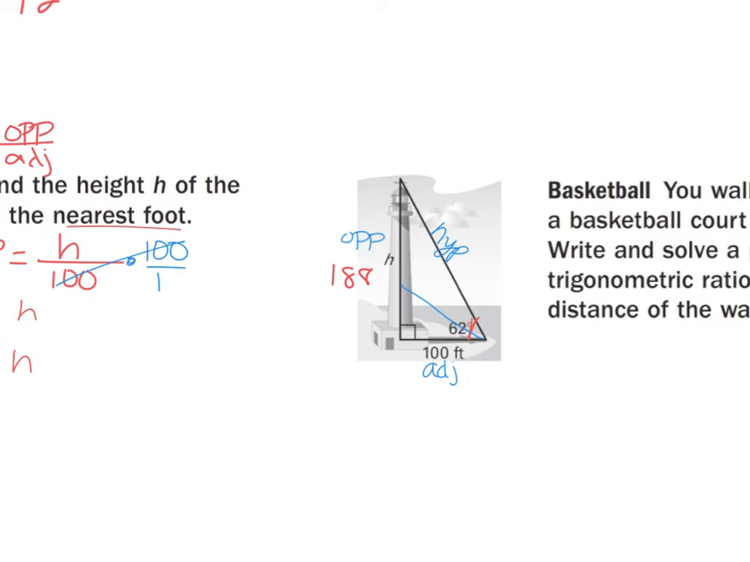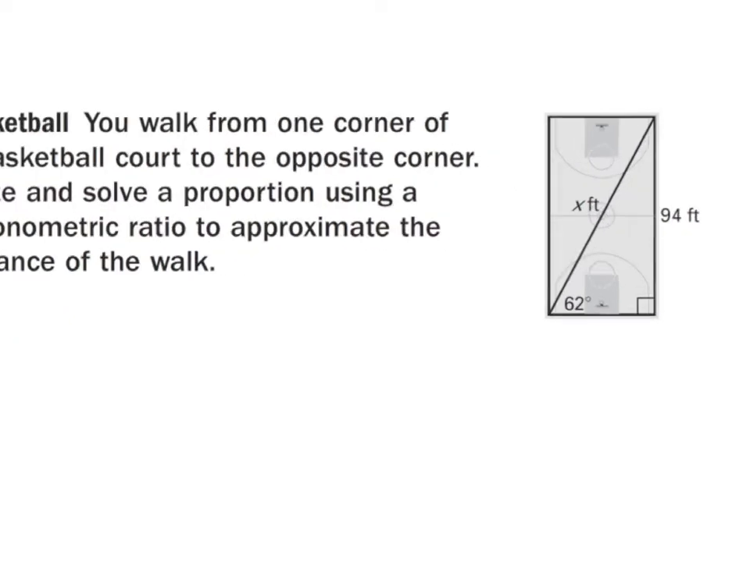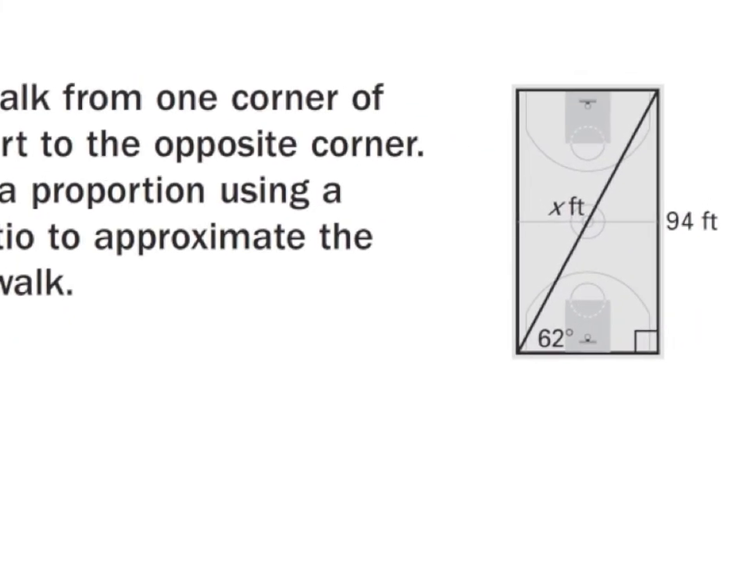Okay, so let's do this next problem. You walk from one corner of a basketball court to the opposite corner, write and solve a proportion using a trigonometric ratio to approximate the distance of the walk. All right, that's a lot of words. That's okay. So we got this right triangle here. So here's our right triangle. And they give us this angle right here is 62. And they give us the side is 94.